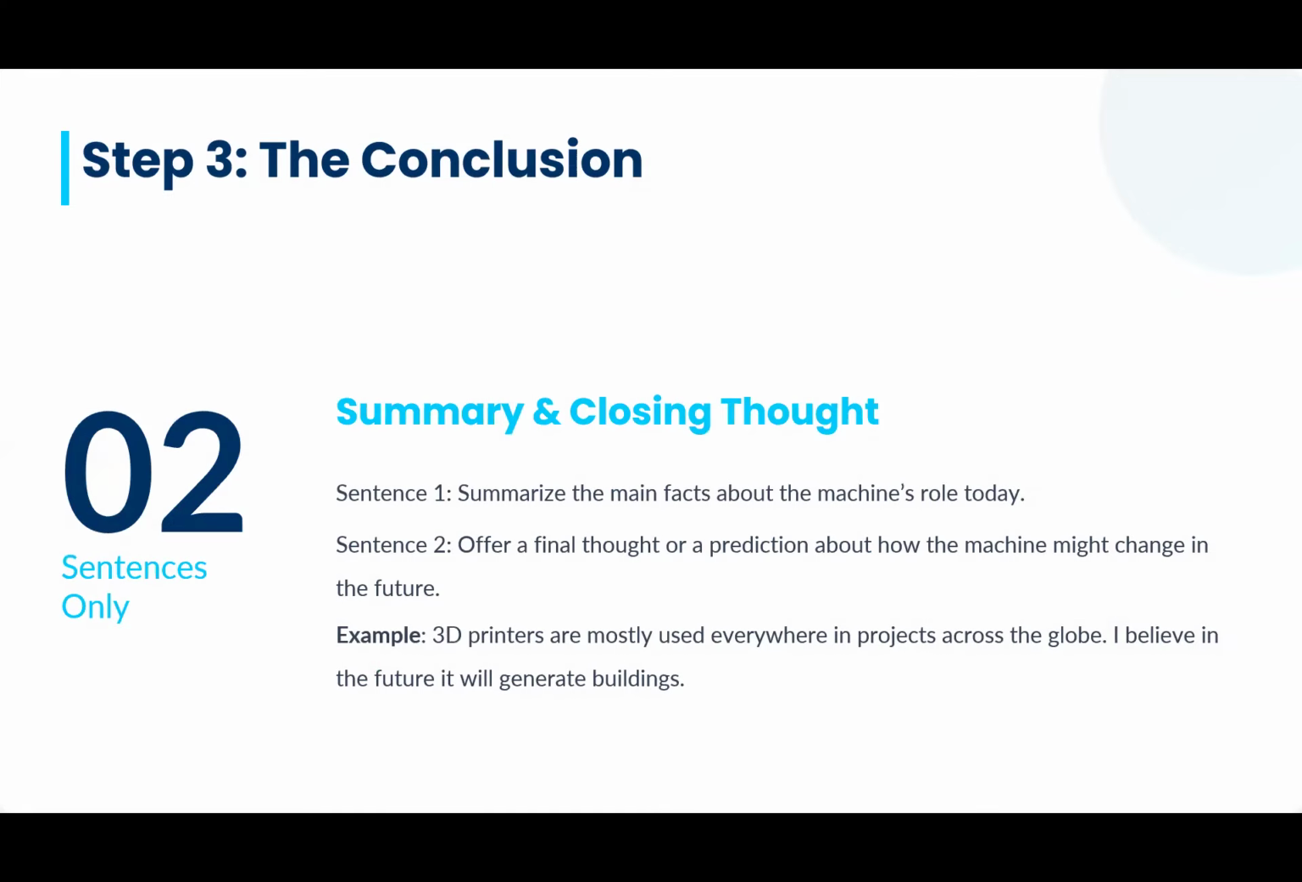And then I jump to the conclusion. I need two sentences, a summary and a closing thought. Sentence one will be a summary: you have to summarize the main fact about the machine's role today. And sentence two, you offer a final thought or a prediction about how the machine might change the future. For example, we can say 3D printers are used everywhere in projects across the globe. I believe in the future it will generate buildings.